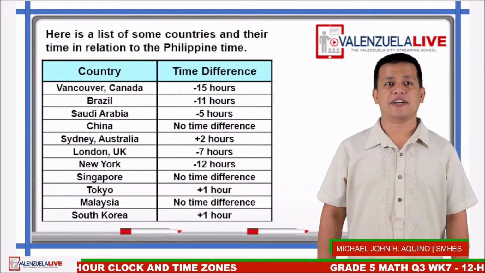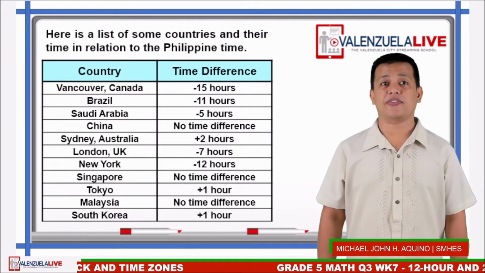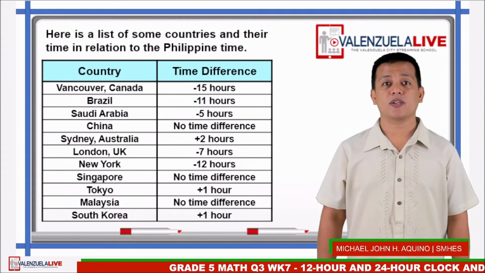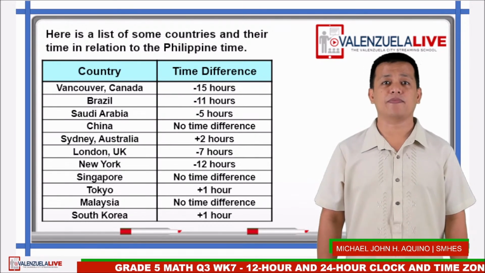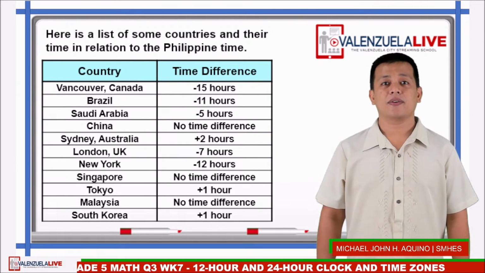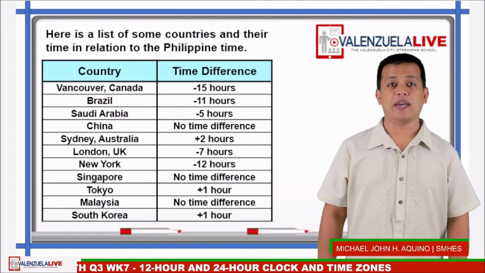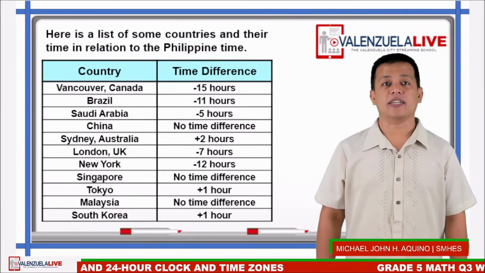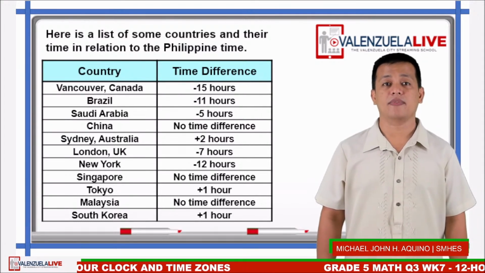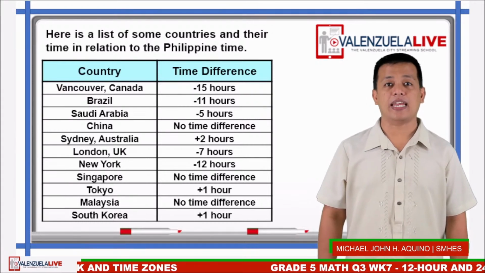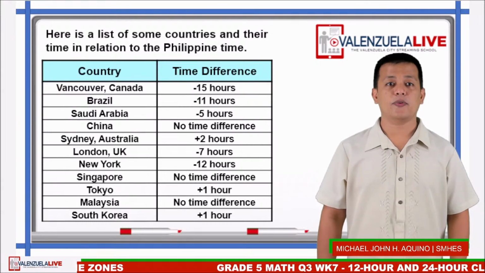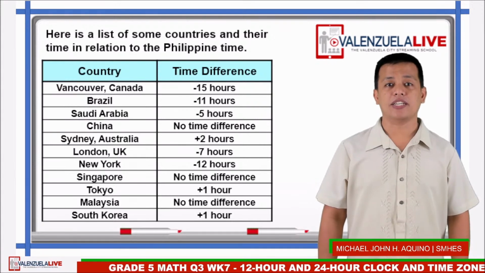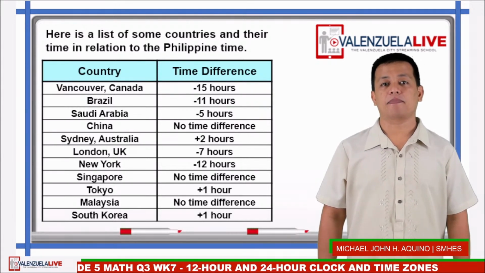Here is a list of some countries and their time in relation to the Philippines. We have Vancouver, Canada. The time difference is negative 15 hours. Brazil, negative 11 hours. Saudi Arabia, negative 5 hours. China has no time difference with the Philippines because China is also in the positive 8 time zone. Sydney, Australia, positive 2. Then Tokyo, positive 1. Singapore, no time difference. Malaysia, no time difference. South Korea, positive 1 hour.